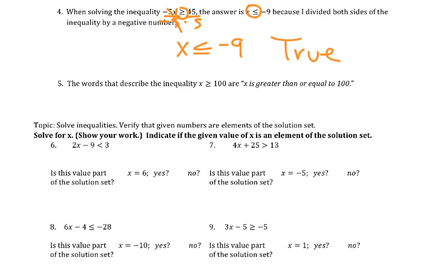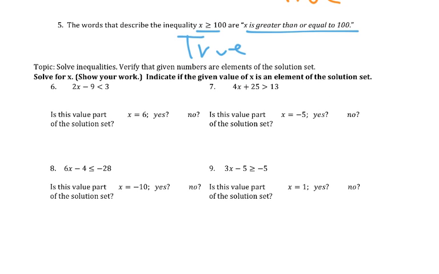Number 5, the words that describe the inequality x is greater than or equal to 10 are x is greater than or equal to 10, which kind of said it already, so we definitely should know it's true. Kind of hard to read something out loud and read it the wrong way. Okay, but yes, those mean the same thing.